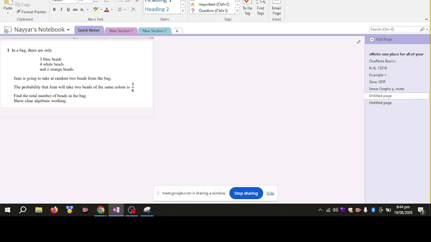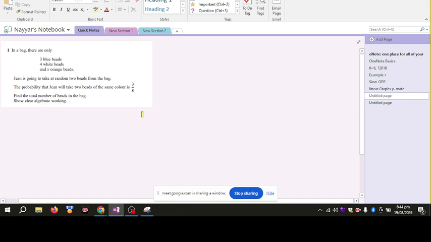Okay, so this is the probability question. In a bag, there are only 3 blue beads, 4 white beads, and x orange beads. Jane is going to take at random 2 beads from the bag. The probability that Jane will take 2 beads of the same color is 3 by 8. Find the total number of beads in the bag.